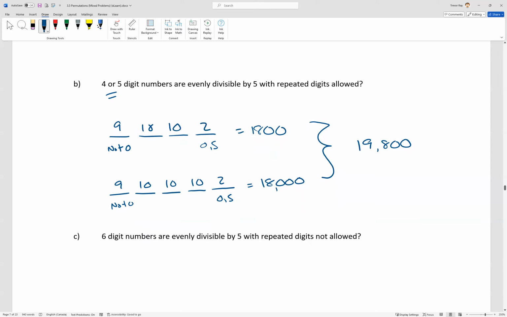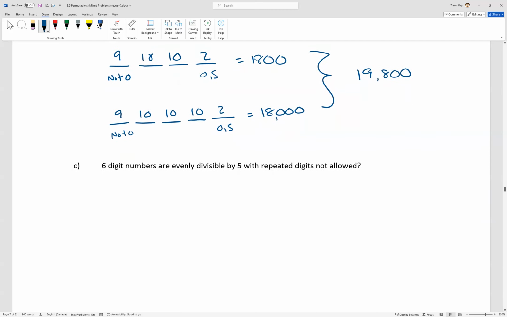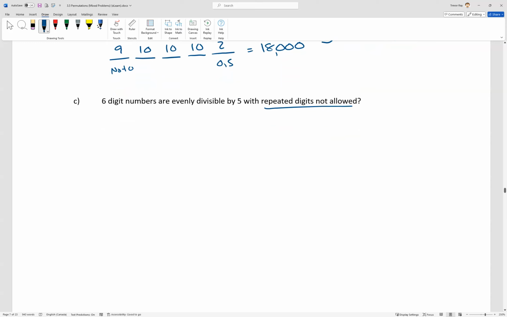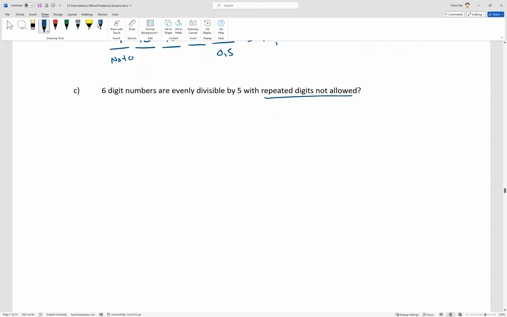The last one may seem similar, but it's a little trickier. Repeated digits are not allowed. I'm going to start this one off and then explain it as I go, but just bear with me here. It's a little bit weird. I'm going to break it into 2 scenarios. We have a 6-digit number, 1, 2, 3, 4, 5, 6, or 1, 2, 3, 4, 5, 6. I'm going to break it down where this one ends in a 0 and this one ends in a 5.